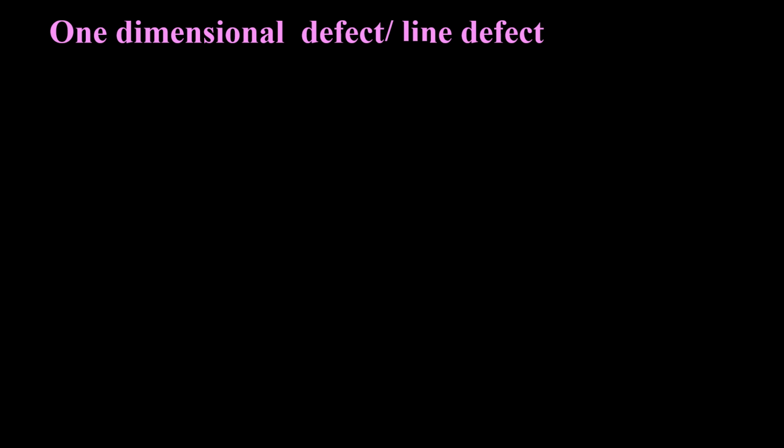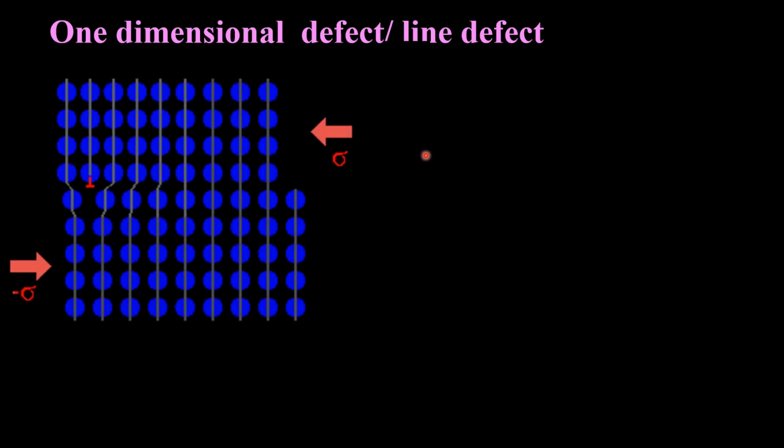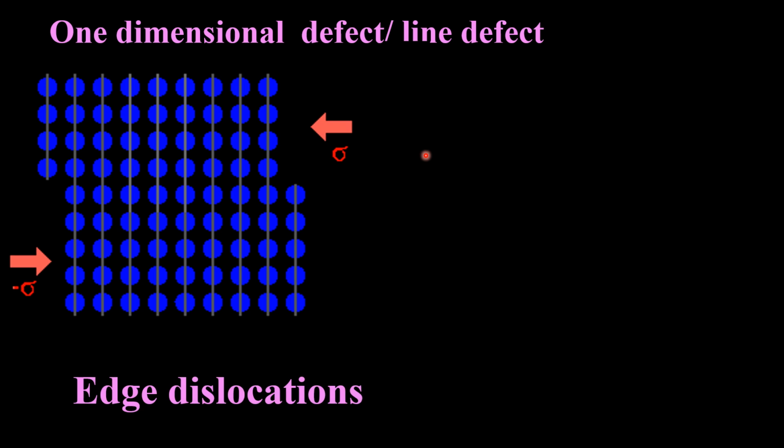Now we are going to discuss the one-dimensional defects, which are also called line defects. Dislocations are one-dimensional defects around which the line of atoms or plane of atoms is misaligned. That is, there will be an extra portion of a plane of atoms, or a half plane, which is called an edge dislocation. That is, the edge of the half plane is terminated within the crystal. So this is called an edge dislocation.